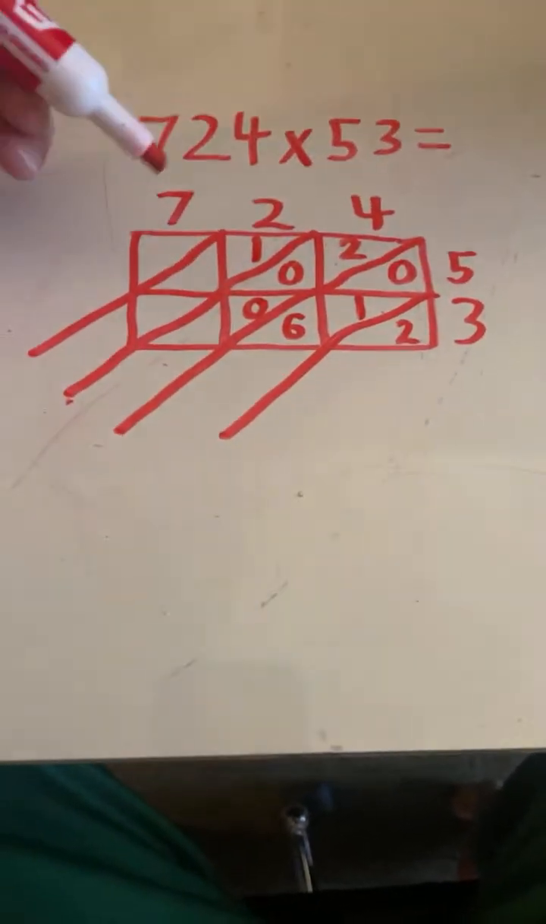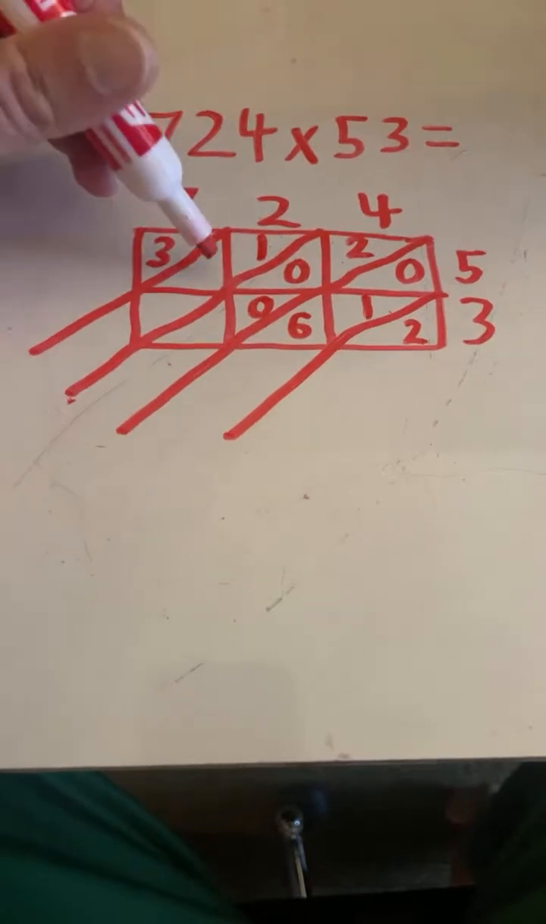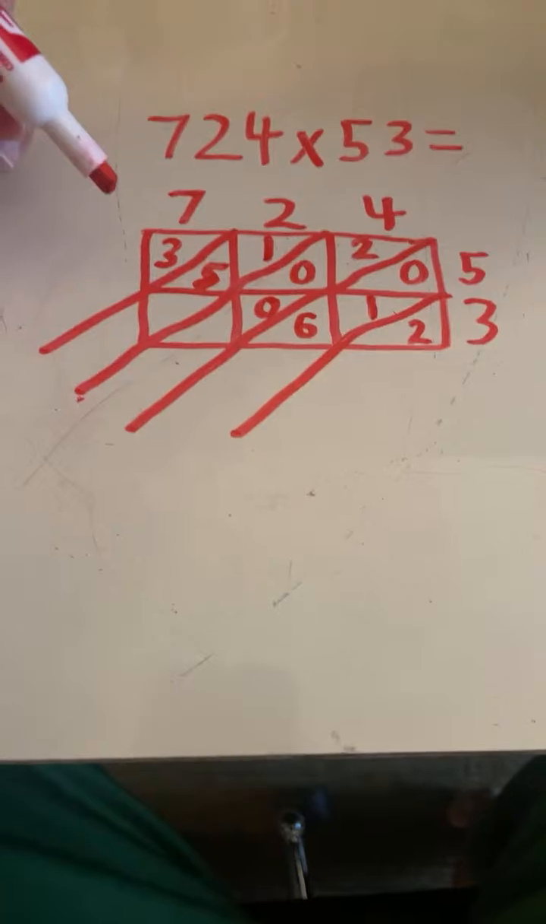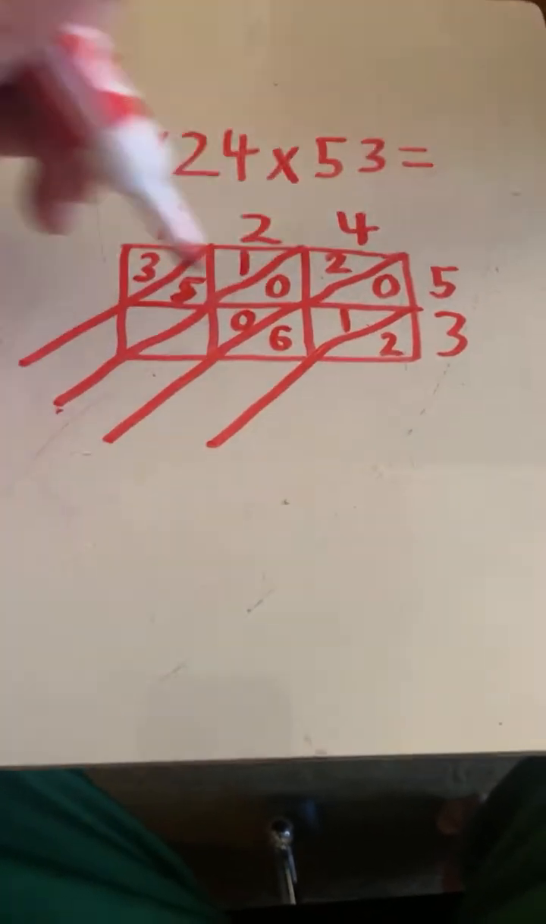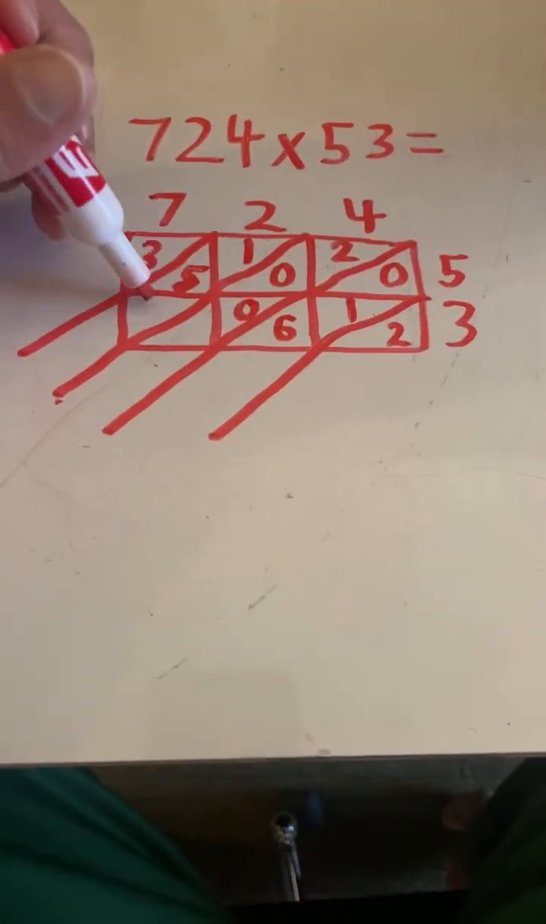7 times 5 equals 35. The answer to 35 is going to go in the square here. I'm going to put a 3 in one triangle, 5 in the other triangle to represent 35. And 7 times 3, the answer to 7 times 3 is going to go in this square. 7 times 3 equals 21.